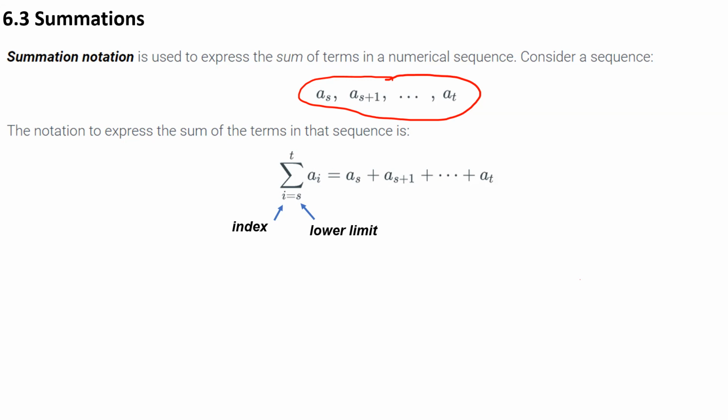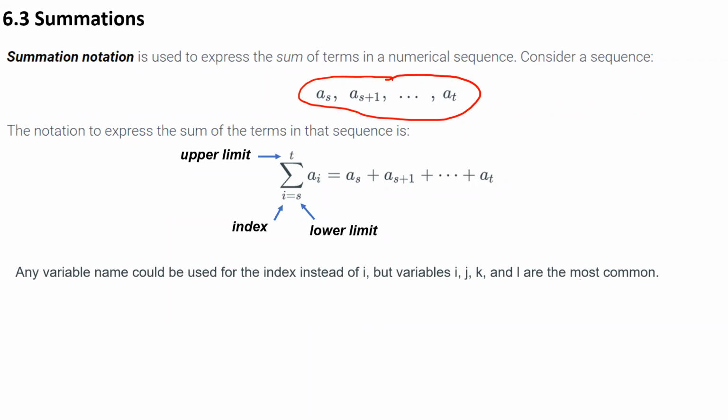Normally we would have something there like a 2 or a 1 or something like that. But in this case, it's just going to be an S. And then at the top, that says how high it's going to go. So it's going to go all the way up to T. So again, read it from the bottom up. I is going to start at S and it's going to add 1 until it gets all the way up to T. So that would just be the same thing as if we have this sequence over here, right? The first one is A sub S, and then we keep adding 1 to the index until we get up to A sub T.